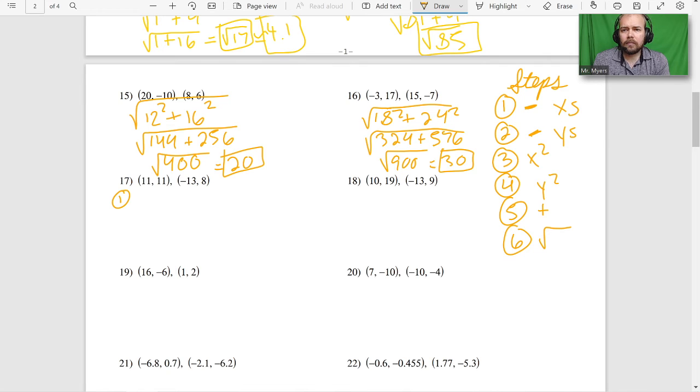Or actually, we would do it in order, I guess. You could do x2 minus x1 or x1 minus x2. Doesn't really matter. So let's say we do 11, x1, minus a negative 13. Okay, well, I get 24.